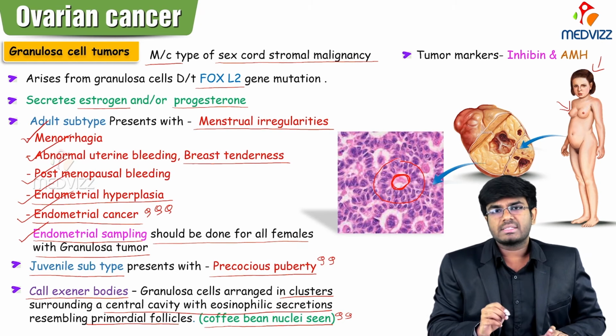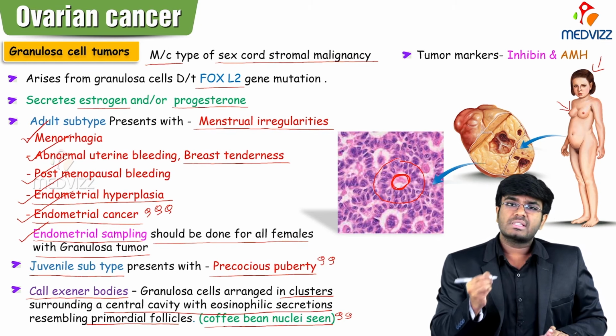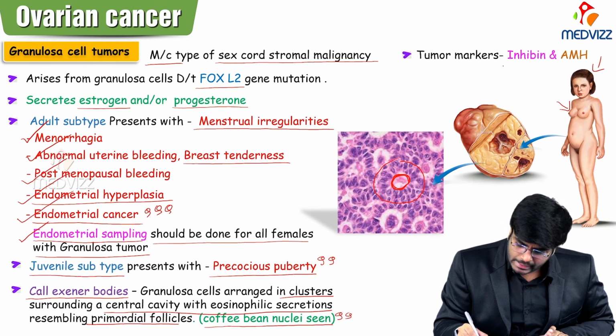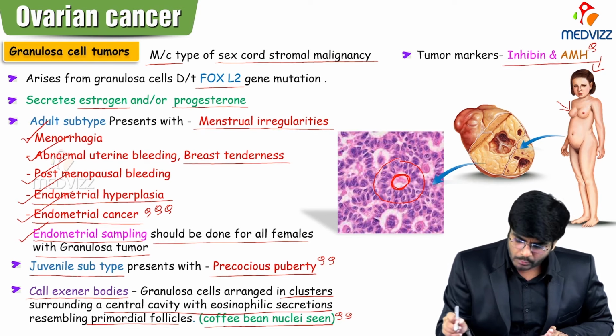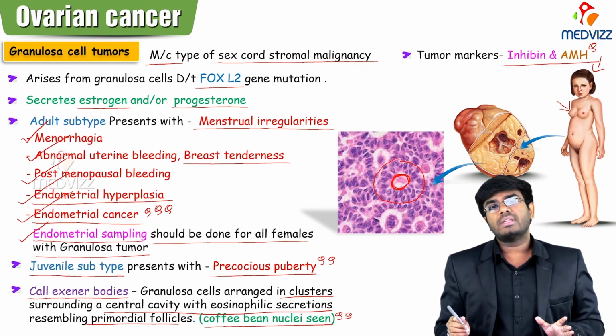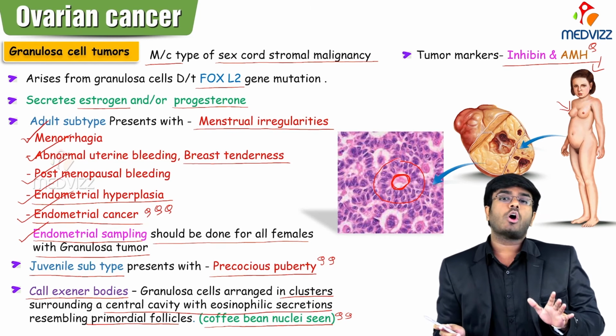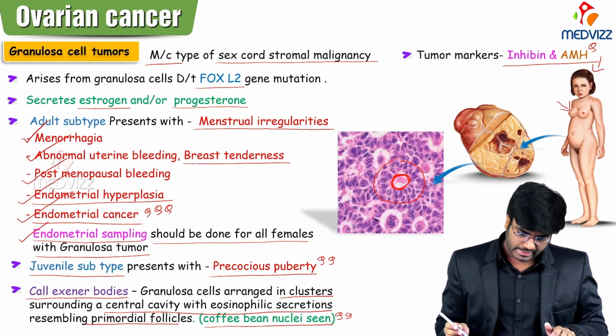Now, what are the tumor markers? Important: the granulosa cell tumor markers are inhibin and anti-Mullerian hormone. So, these are all the important points about the granulosa cell tumor, which is the most common sex-cord stromal malignancy.